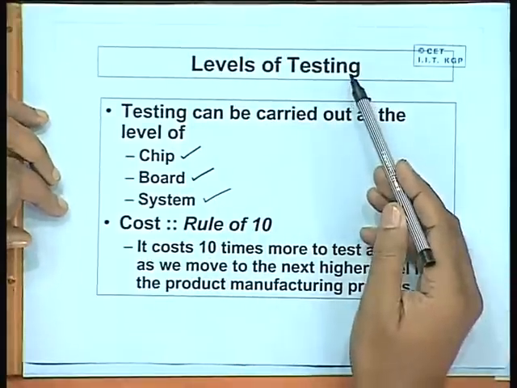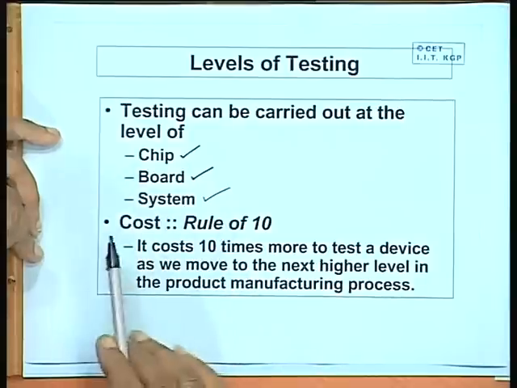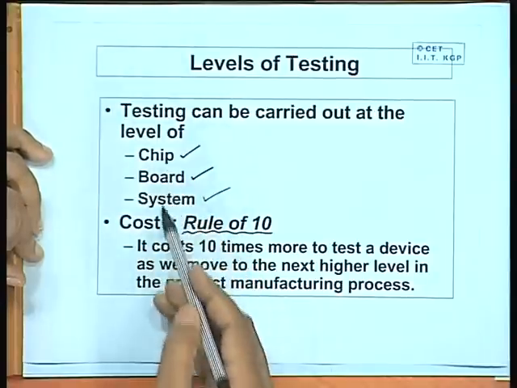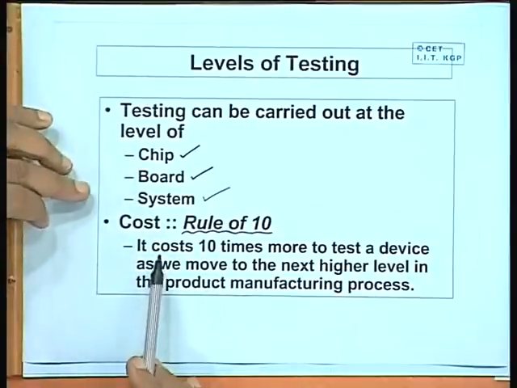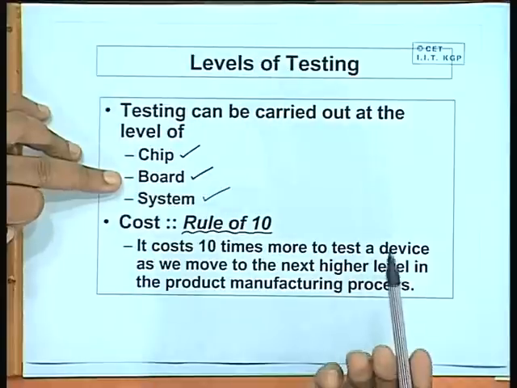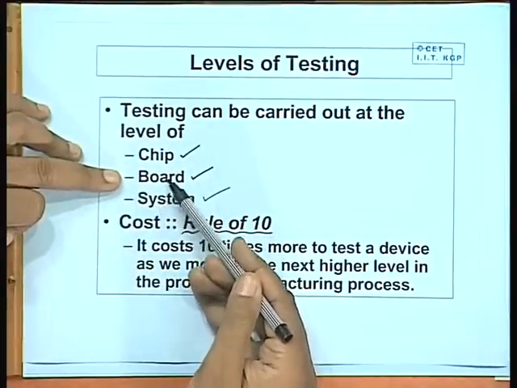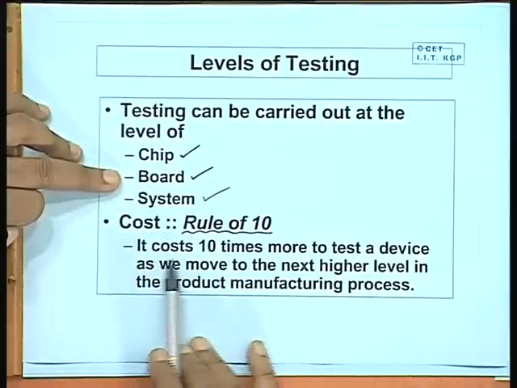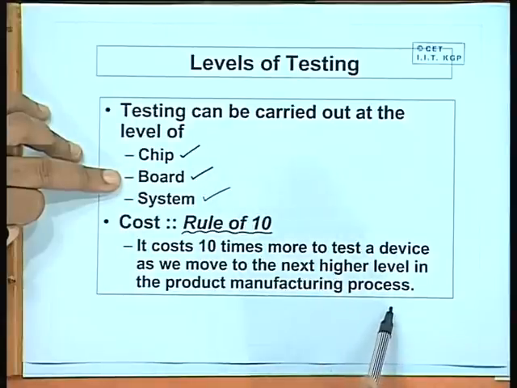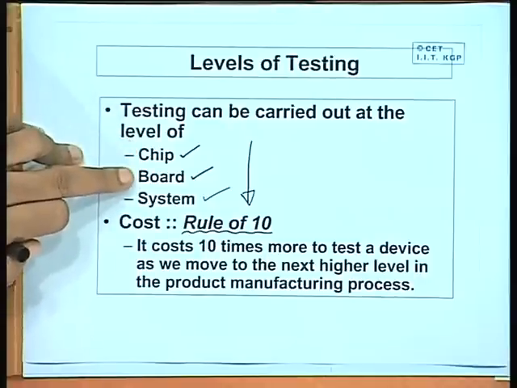So, we can of course potentially carry out testing at any of these levels, but we have to remember the implications of cost. There is a rule of 10, a rule of thumb which is very much applicable to a hierarchy like this. It says that if you can catch a fault at the chip level, it will incur about 10 times more cost to detect the same fault at the board level. And again, with respect to the board level, system level fault diagnosis would require 10 times more cost. So, it costs 10 times more to test a device as we move to the next higher level in the product manufacturing process. When we say next higher level, we are moving in this direction, from chip to board to system.